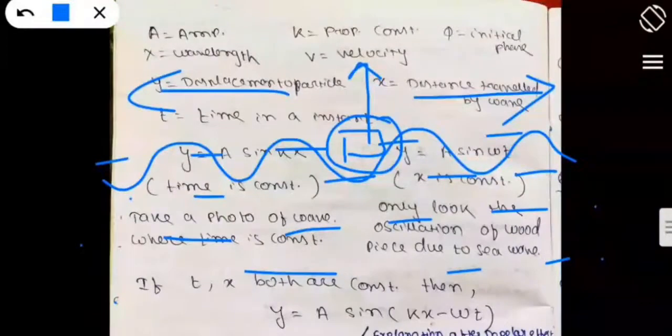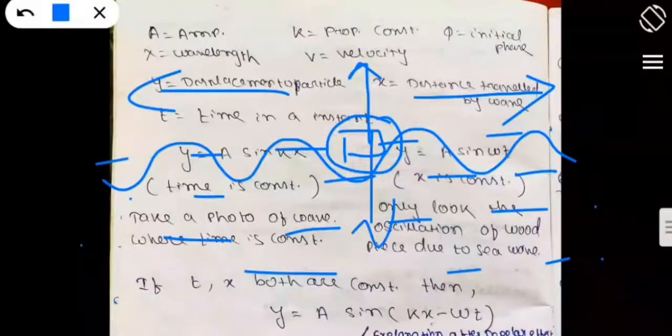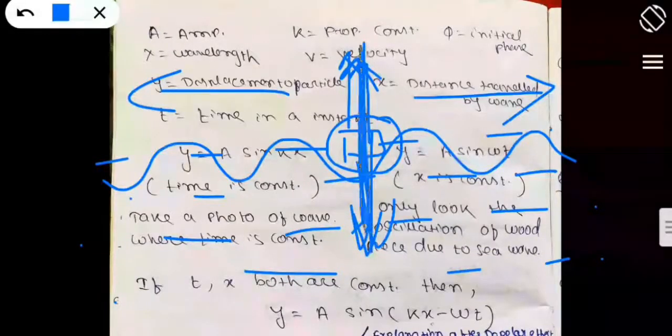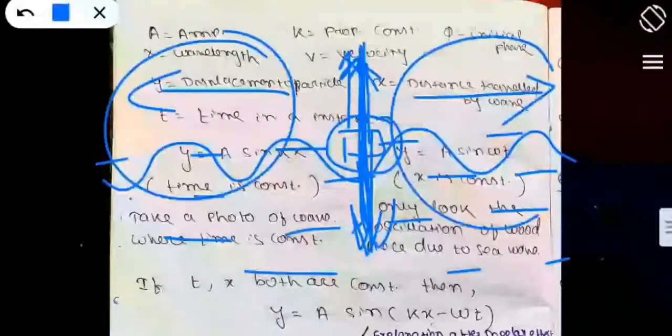Whenever a drop comes, it is going down. Okay, so what is happening here? Simply an oscillation of the wooden particle. And here what I have done, the displacement, I made as constant.